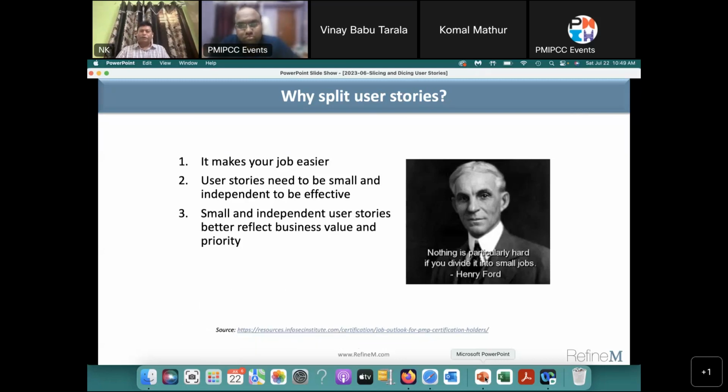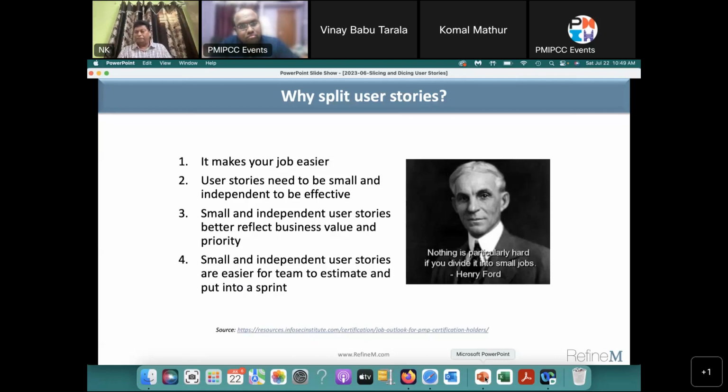And small stories better reflect business value and priority. The whole big epic can have a single priority, but if you have five stories, each story may not have the same priority. So if you split, then you get that, okay? And small and independent stories are easier to estimate.